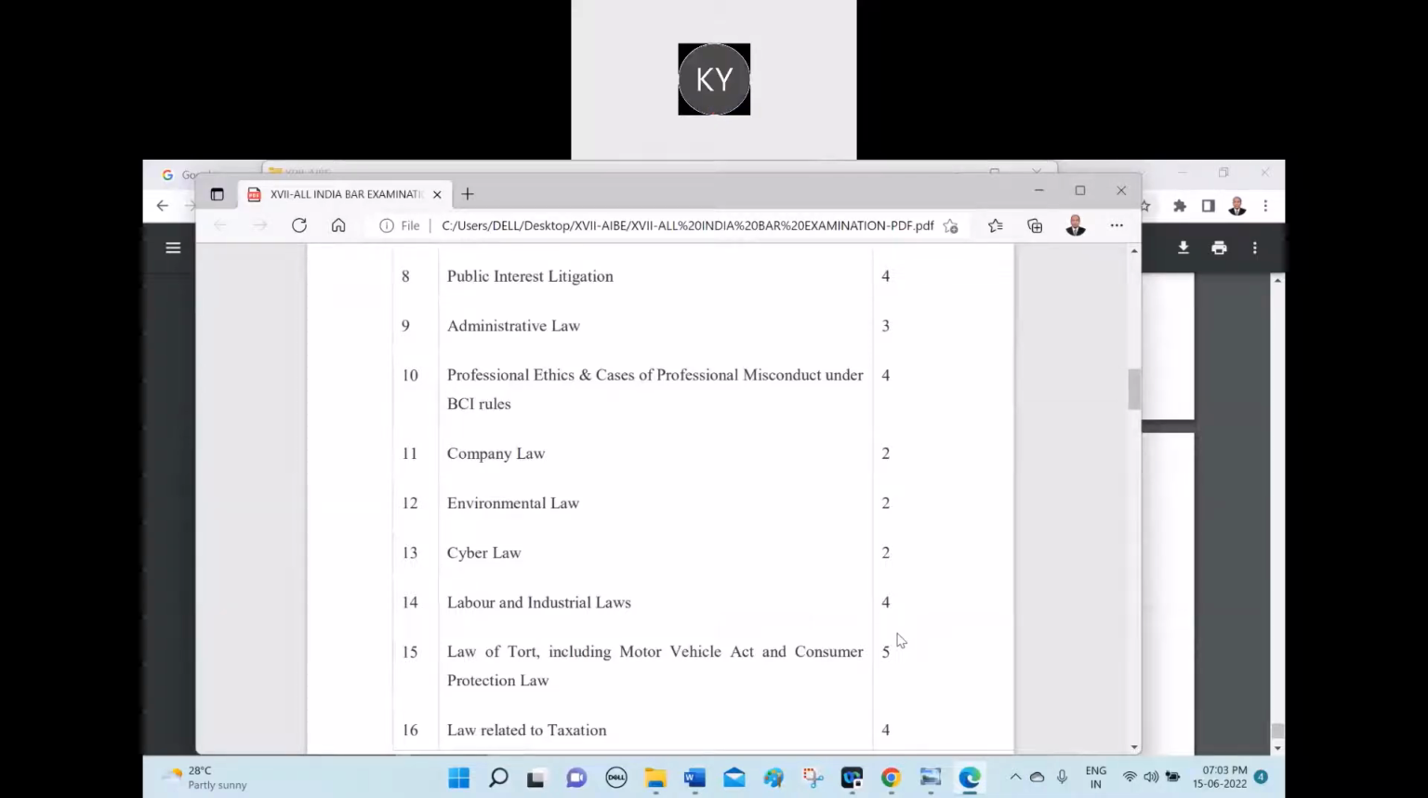Okay. Environmental law, that is the 12th one. So be ready, read it and come to the class. Let the class be a participatory class rather than a sermon class.